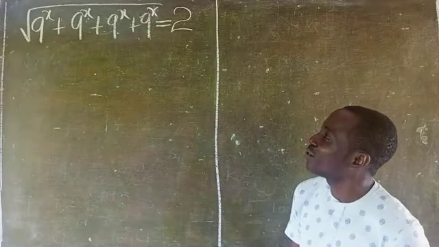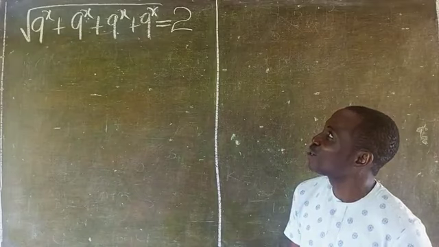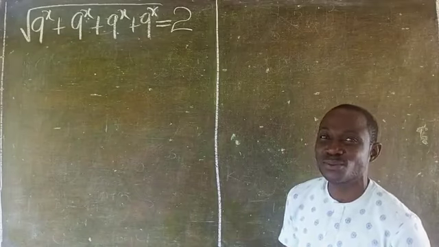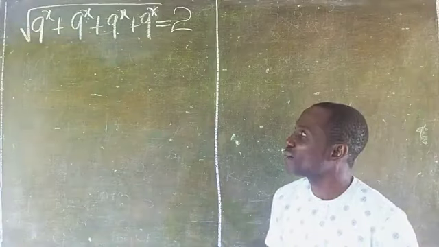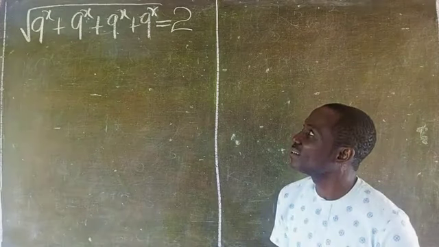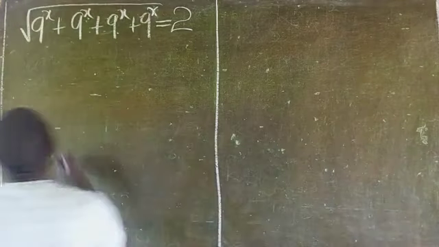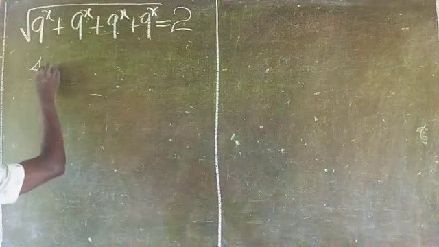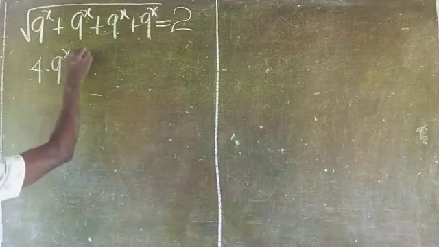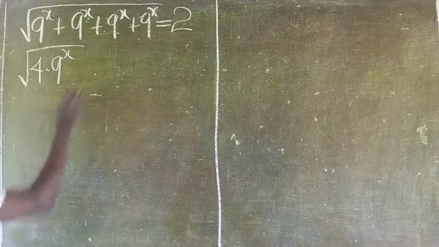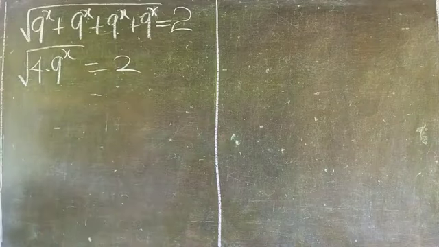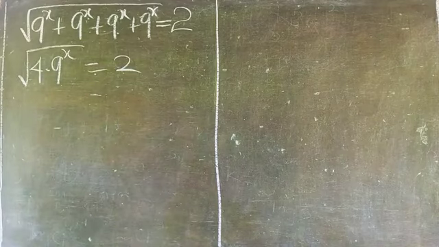The square root of 9 raised to power x, in 4 places, equals 2. So the first thing that comes to mind is to add all terms together since they are the same. That is to say, 4 times 9 raised to power x, all under the square root, equals 2. And we are fine. So what do we do next?